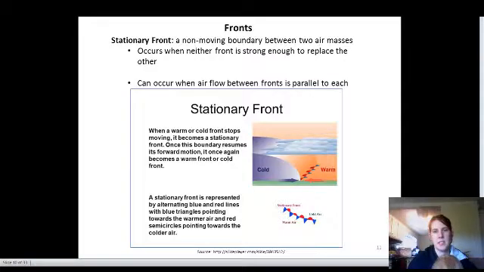It's typically depicted by an alternating of the cold front and warm front symbols, just to indicate that there is no movement along that at this point.